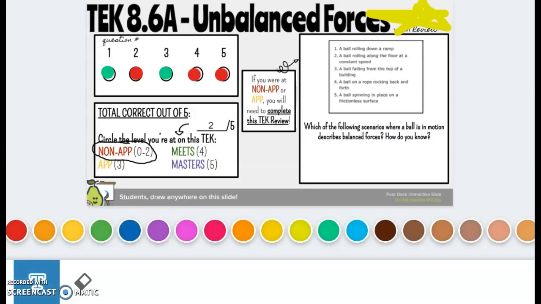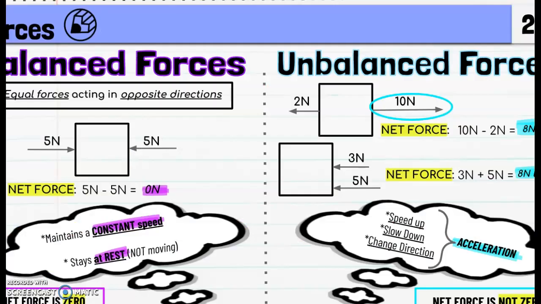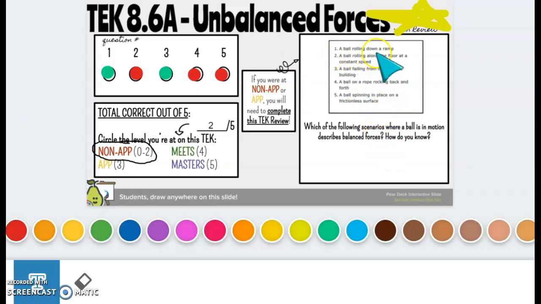So we'll start with slide 4. So this one says, which of the following scenarios where a ball is in motion describes balanced forces, and how do you know? Taking a look at our notes, we know balanced forces have to maintain a constant speed or stay at rest. So looking over here, 1 says a ball rolling down a ramp. 2, a ball rolling along the floor at a constant speed. 3, a ball falling from the top of a building. 4, a ball on a rope rocking back and forth. And 5, a ball spinning in place on a frictionless surface.